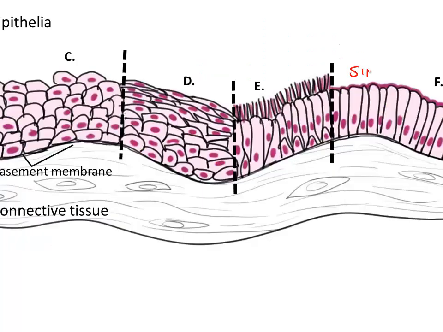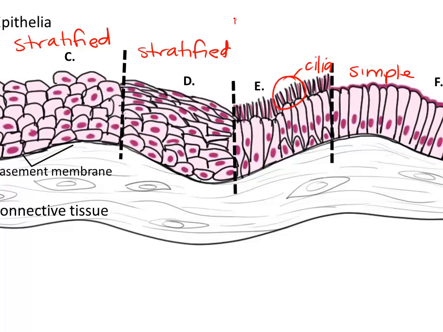Okay, here's an example from our lab manual where we just do whether they're simple or stratified. Again, if you see more than one cell layer thick, you call it stratified. If you see one cell layer thickness, you call it simple. And then of course, if you ever see cilia, you should always call it pseudo-stratified.